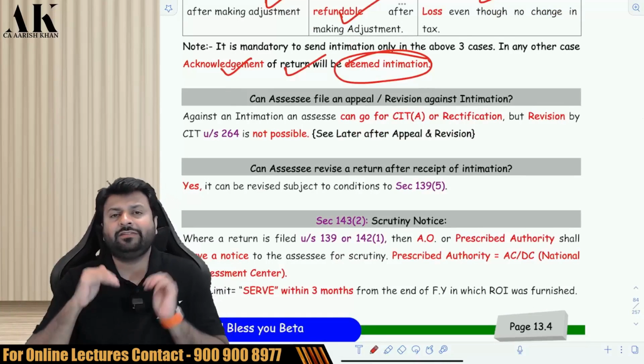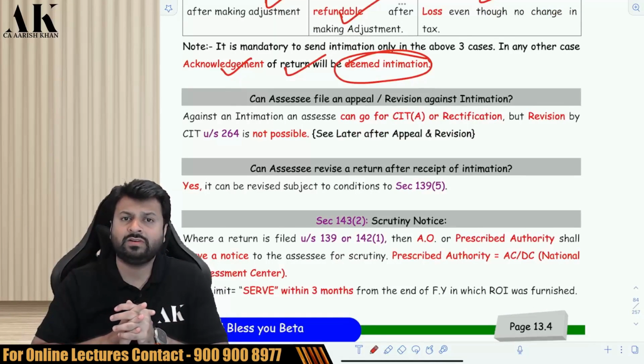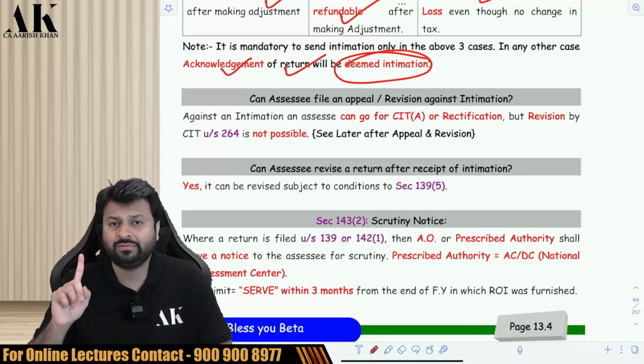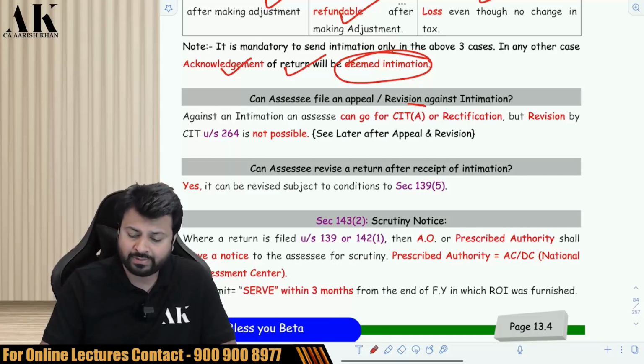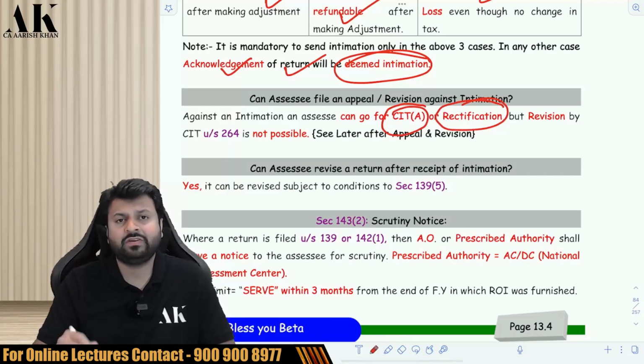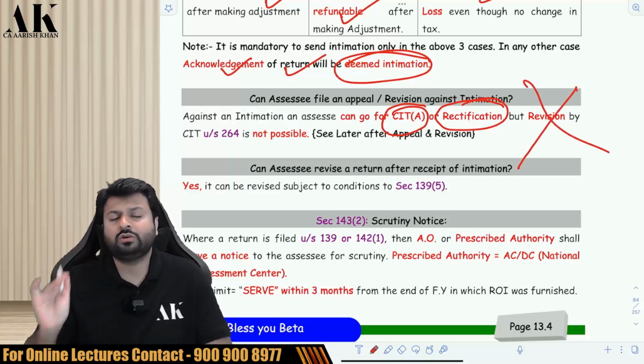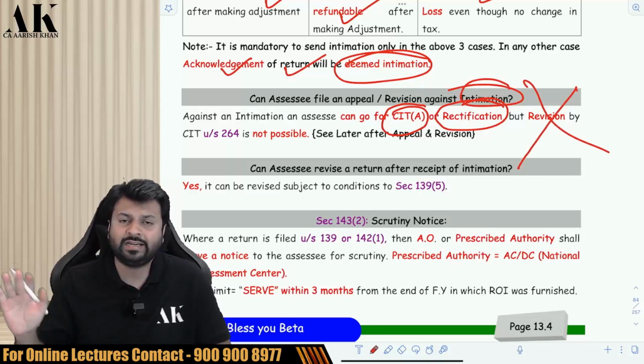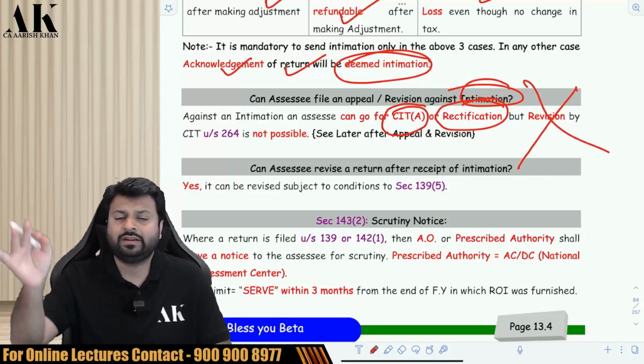Okay. Next, if I am not satisfied with the intimation, what are the remedies available? There are 2 remedies which the government gives if you are not satisfied with the intimation. You can file an appeal to CIT Appeals, or you can go for a rectification under 154, but revision under 264 is not possible against intimation. Revision under 264 is denied against intimation. Only appeal and rectification are possible.